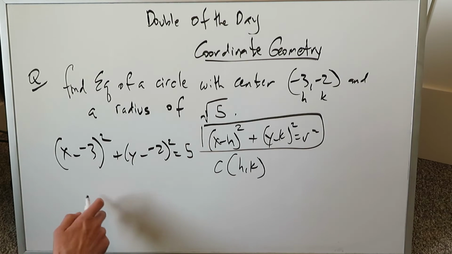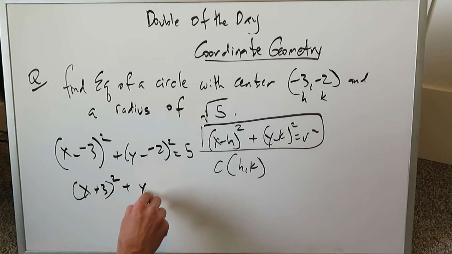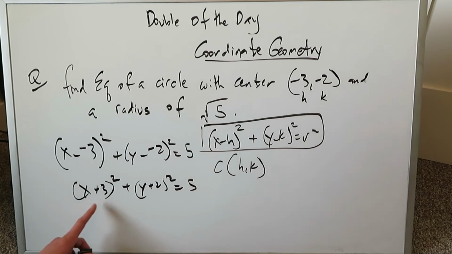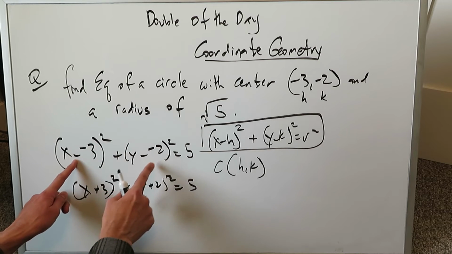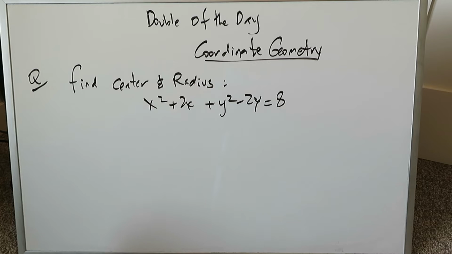And now take care of this part in between. You have (x plus 3) whole squared plus (y plus 2) whole squared is equal to 5, and that right there is your answer. The center will be not 3, 2, it will be -3, -2, because this came from a presentation which looked like that. And that right there is your equation for this circle having a center -3, -2, radius √5, and you're done.